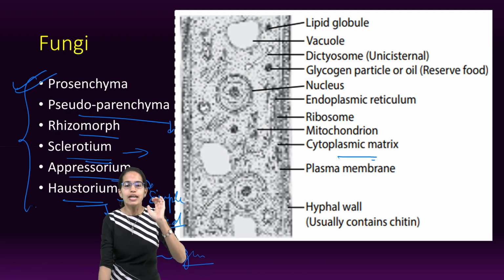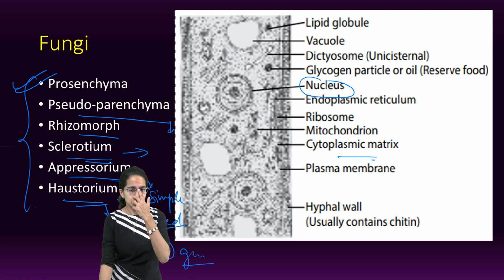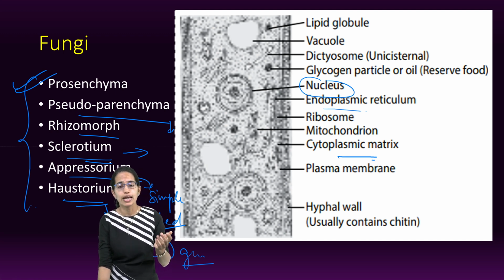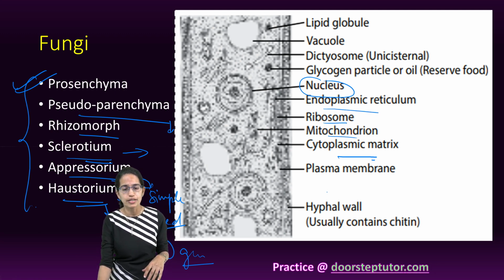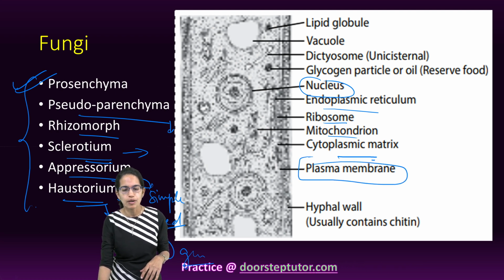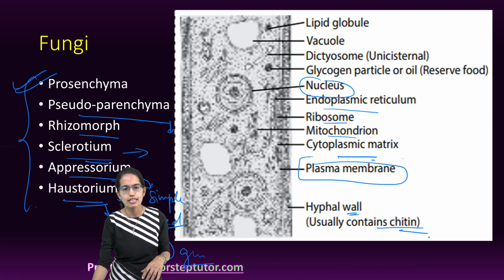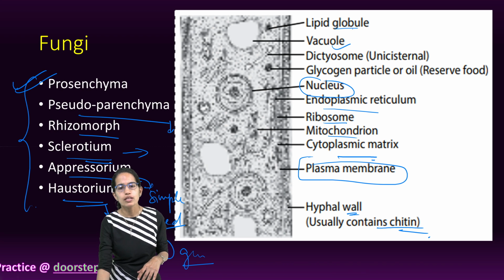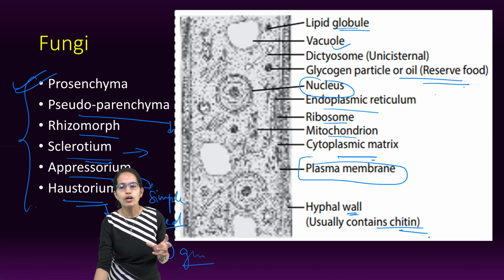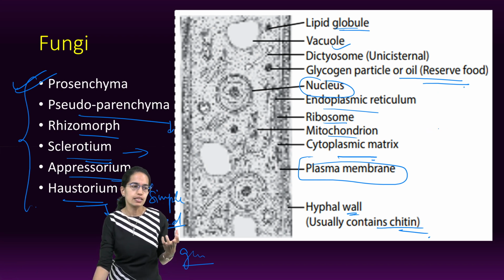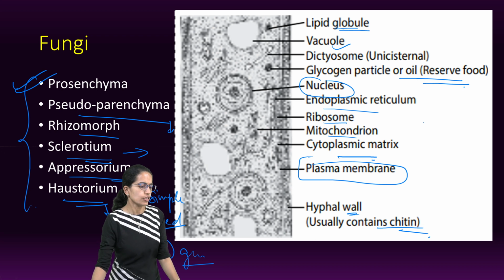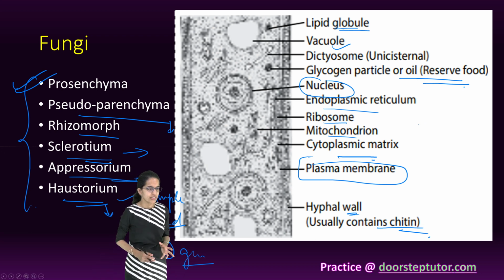As you can see, it has cell organelles like nuclei, endoplasmic reticulum, ribosomes and mitochondria. It also has a plasma membrane, a wall made of chitin as I already mentioned, with a vacuole, lipid globules, and it also has oil or reserve food particles. Nitrogen-containing polysaccharide is another important characteristic of a fungus. So, those were some of the key things that we have discussed in this lecture.